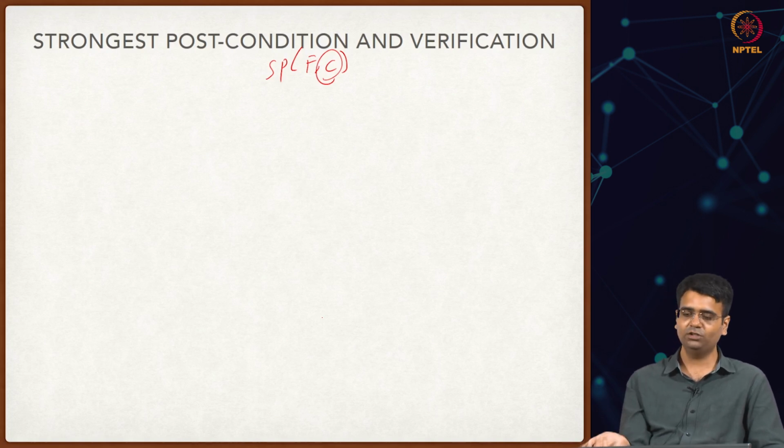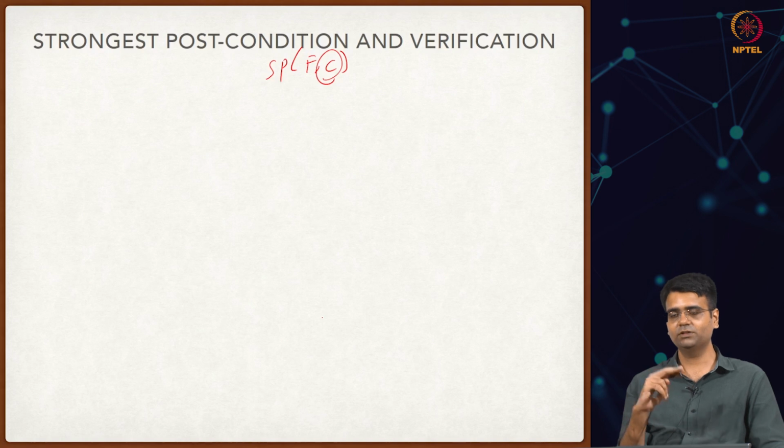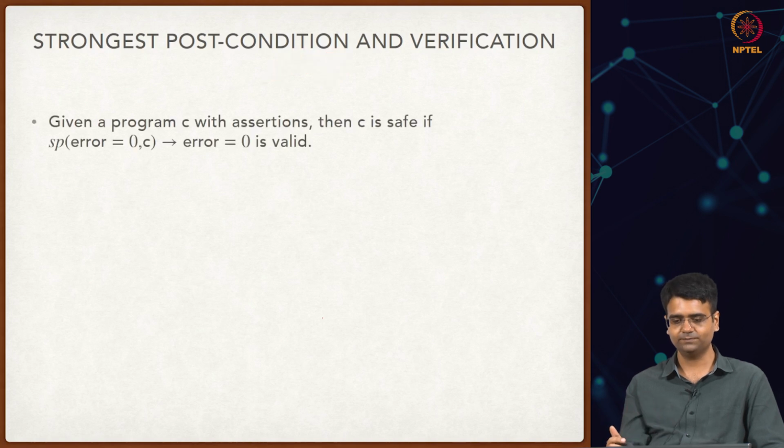But now I want to use SP for encoding the verification problem. We have seen two versions of the verification problem. One is the error-based version, where no error state is reachable. The other is the Hoare triple version, where I have a precondition and postcondition. Both those versions we will now reduce to SP.